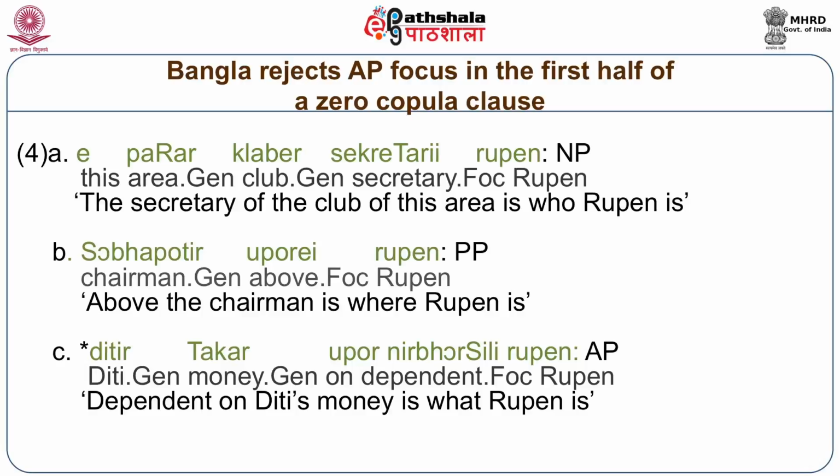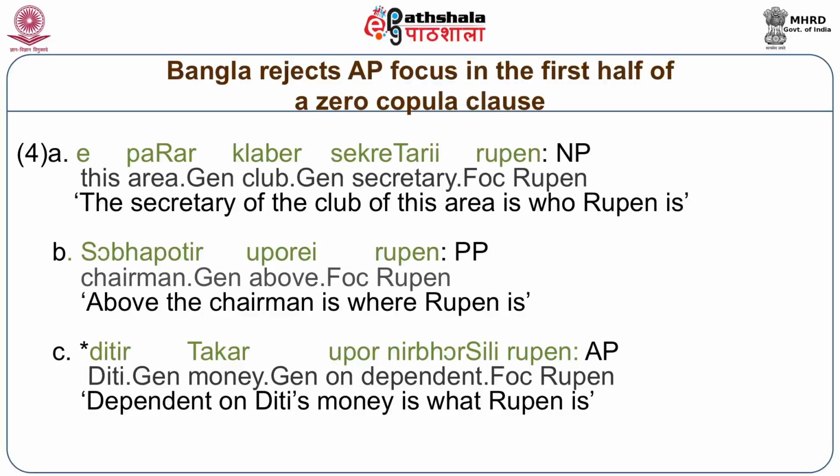Thus in 4A and B in Bangla, a parar club secretary Rupen, Shobhapati Rupuri Rupen, which is a reversal of Rupen is the secretary of the club of this area and Rupen is above the chairman. It would come out in English as the secretary of the club of this area is who Rupen is, or above the chairman is where Rupen is. These are okay with an NP and a PP brought forward and with a focus particle attached.